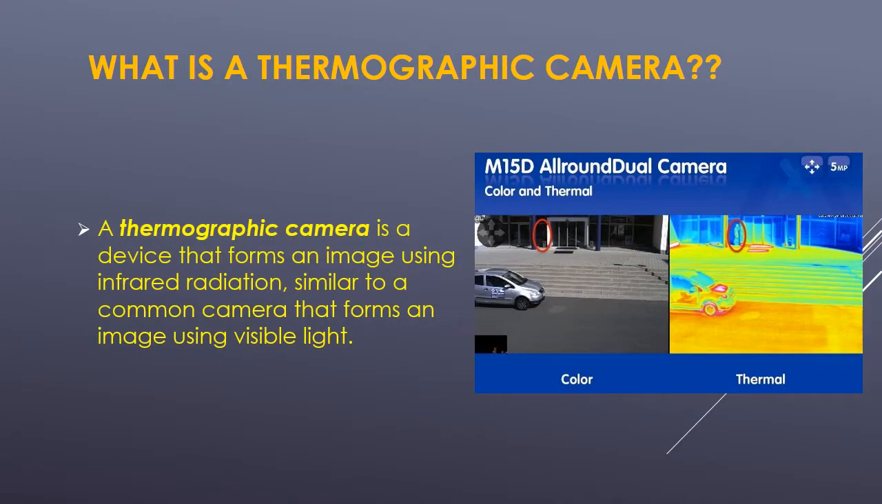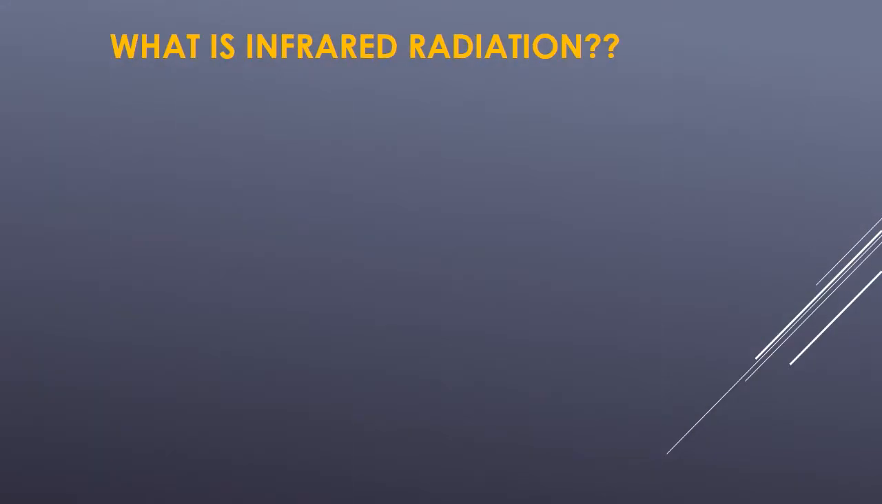A thermographic camera is a device that forms an image using infrared radiation. Instead of the 440 to 750 nanometer range of visible light cameras, infrared cameras operate in wavelengths as long as 14 micrometers. Before the thermographic camera, one should know about infrared radiation.